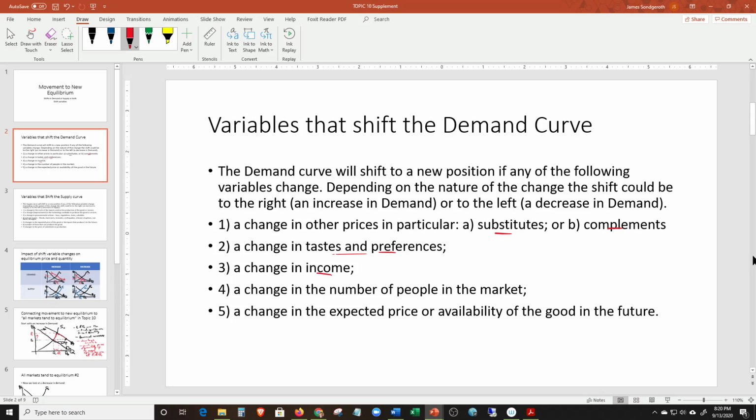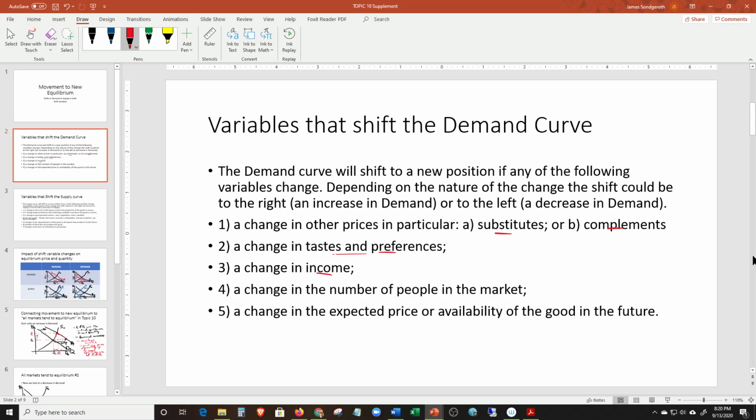And a change in the number of people in the market. So if the number of people in the market increased, the demand would go up. If the number of people in the market decreased, the demand curve would decrease and shift to the left.